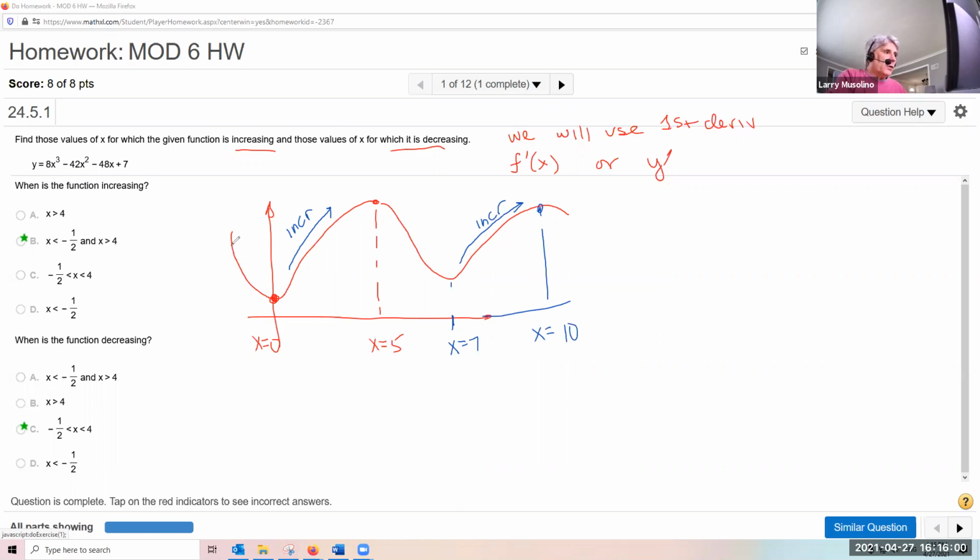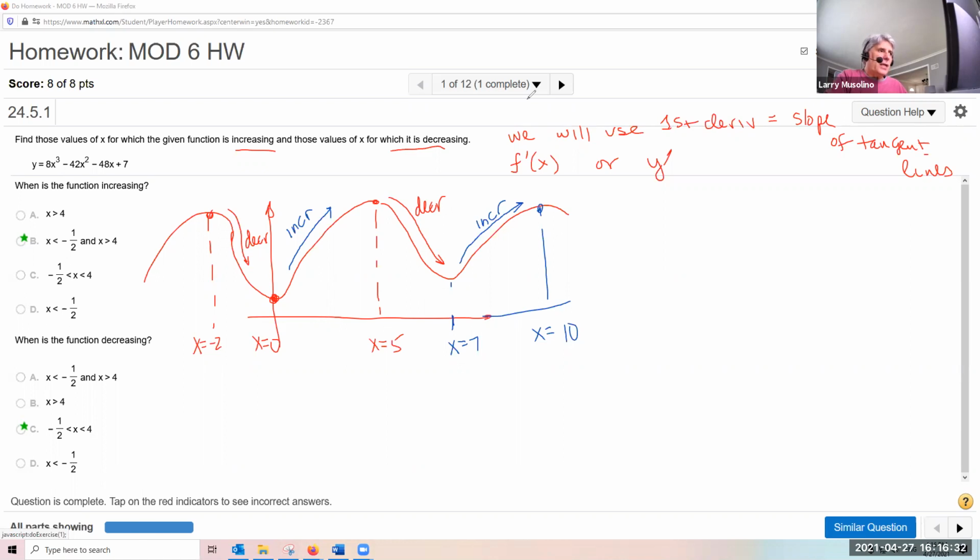Decreasing is when the graph is heading downhill. So let's say here the graph is decreasing from, let's say, x equal -2 to x equals 0. And then here again, the graph is decreasing from x equal 5 to x equal 7. The key to this is checking the sign of the derivative. The derivative is the slope of the tangent line. So let me draw a few tangent lines on this graph to give you a sense of what's happening.